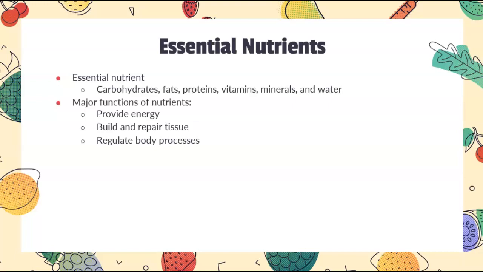Building and repairing tissue. Protein plays the biggest role in building and repairing tissue. Proteins contain amino acids that the body uses to build and repair that tissue. Fat also plays a role because fat is found in all cell walls.